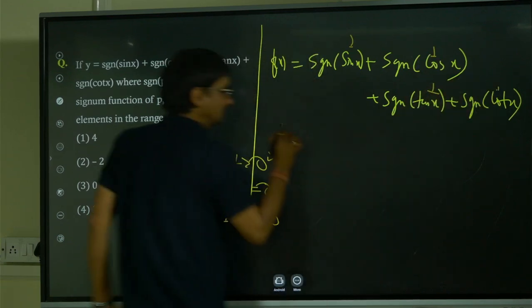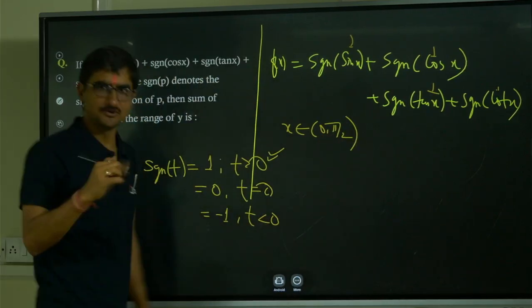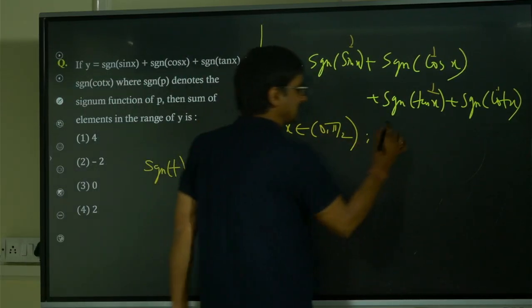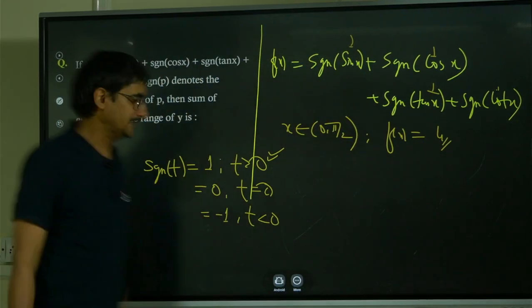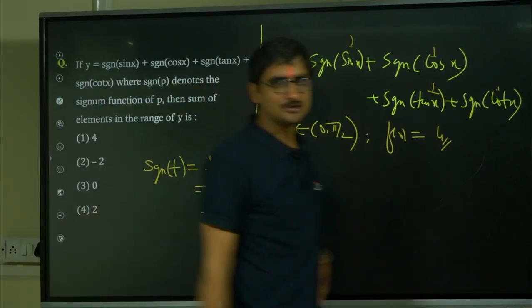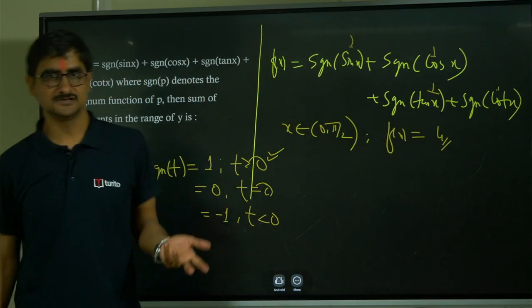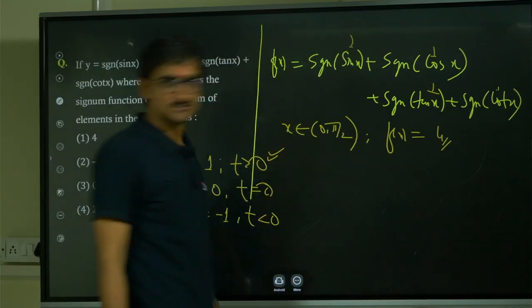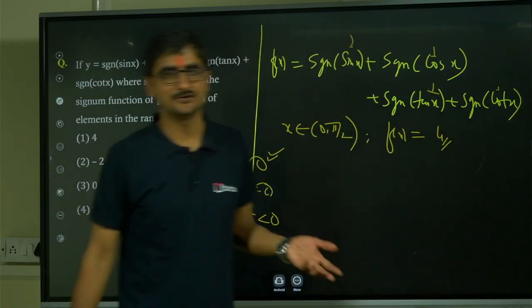When are all positive? In the first quadrant. So if x is in the first quadrant, all are positive, so f of x is 4. Now they can't be 0, because when sine is 0, cot is undefined, and when cos is 0, tan is undefined. So t equal to 0 won't be part of the domain here.